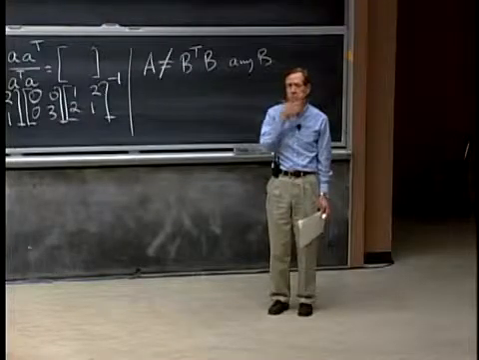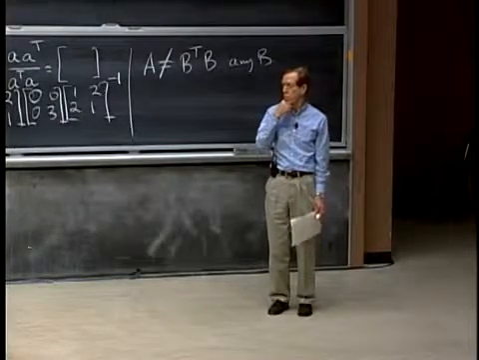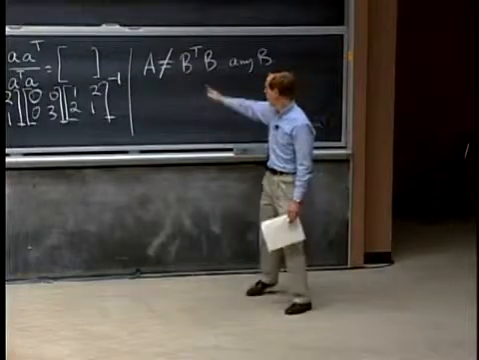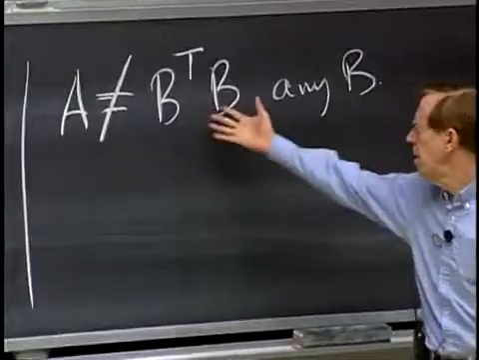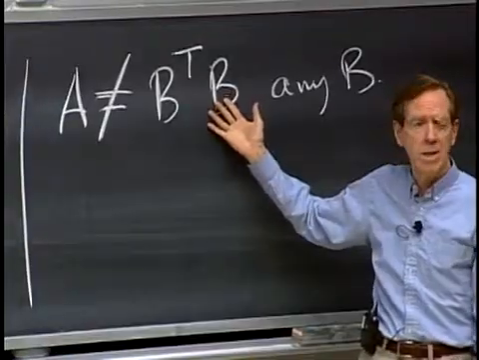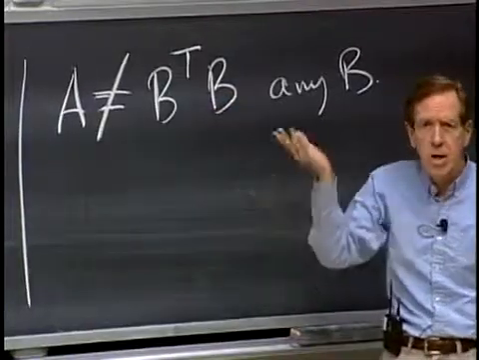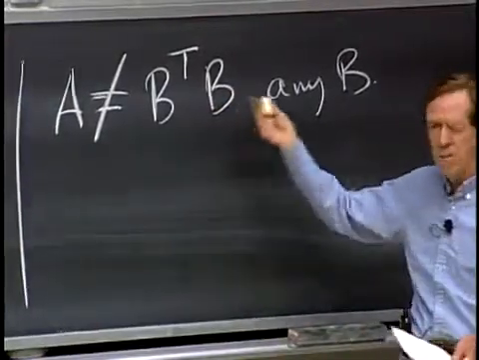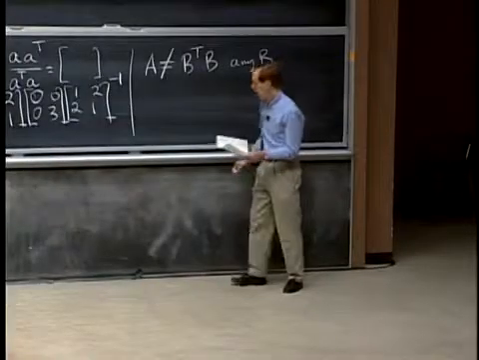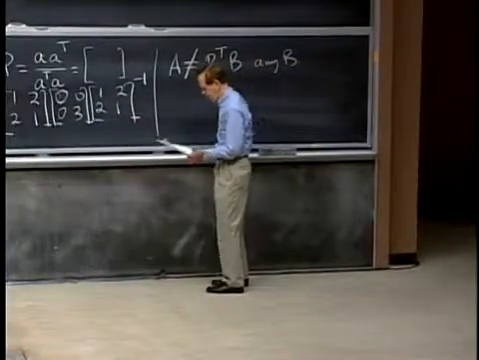Let's see. What should we take for a matrix that could not have this form B transpose B? Well, what do we know about B transpose B? It's always symmetric. So just give me any non-symmetric matrix that couldn't possibly have that form. Okay. And let me ask the fourth part of this question.